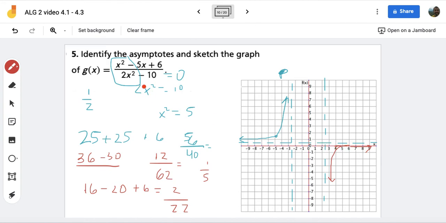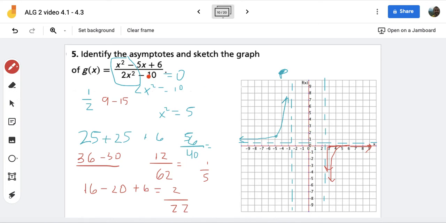Well, let me try 3. 3 squared is 9. 9 minus 15 is negative 6. Negative 6 plus 6 is 0. Oh, cool. 0. So it looks like I'm getting something that comes really close. But I know those are the asymptotes. Okay.